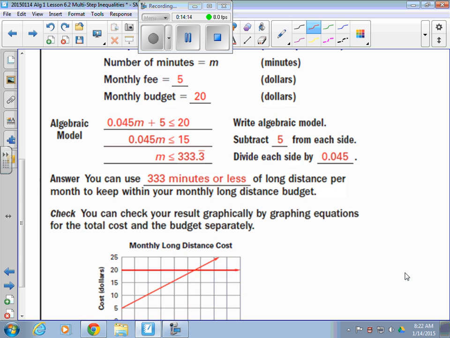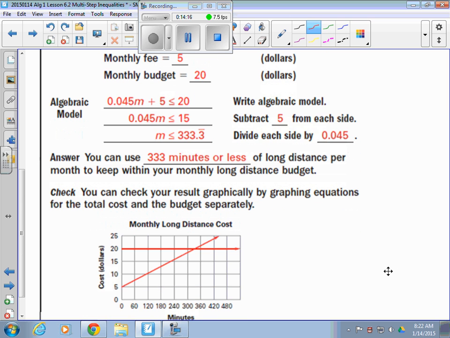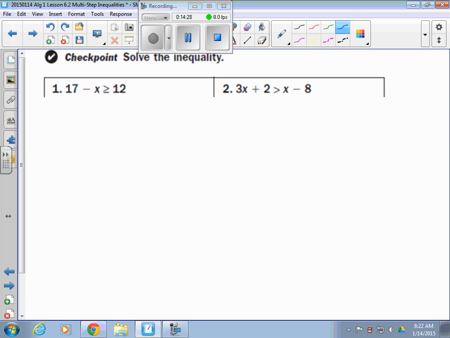And then this is just showing you when you graph those two equations, that's when you get to a point where you go above at 333, and it kind of needs to be stretched out a little bit more, but that's the intersecting point there. Let's take a look at your checkpoints. We'll go quick through them.